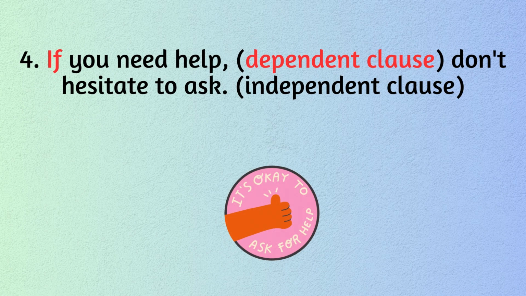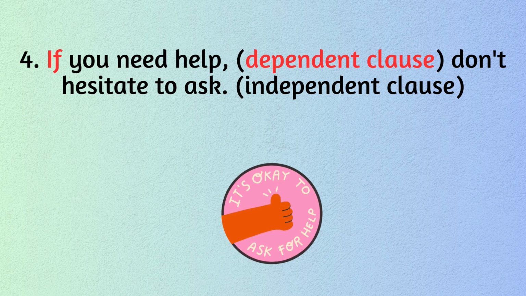Number 4 example. If you need help, don't hesitate to ask. Our dependent clause in this sentence is if you need help. It starts with a conjunction, if. And again, it relies on our independent clause, which is don't hesitate to ask.